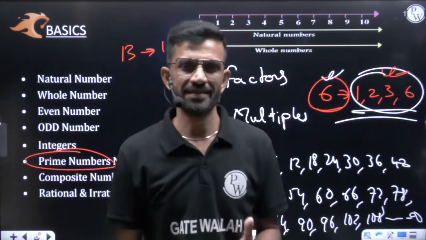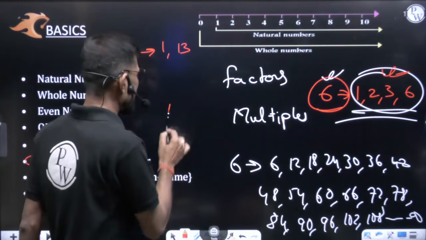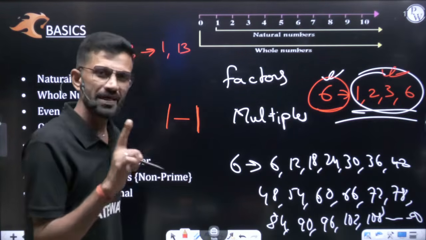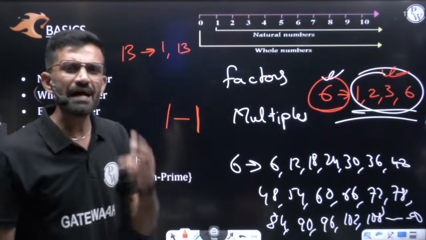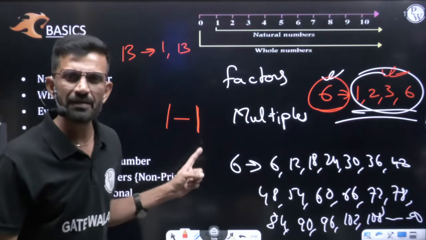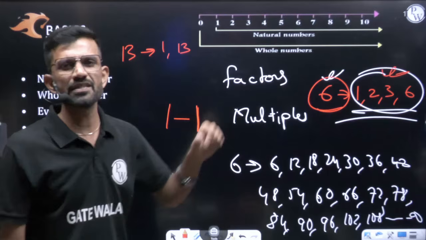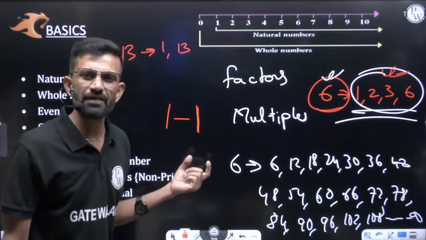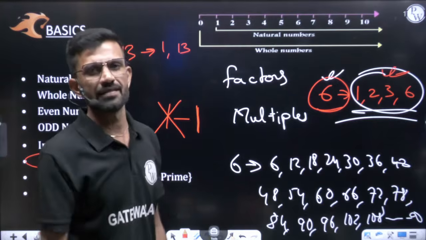Now coming back to 1. So what is 1? Is it prime or is it composite? My dear friend, 1 has only one factor. In order to become a prime number, it should have 2 factors. So it is not a prime number. In order to become a composite or non-prime number, it should have more than 2 factors. But it has only one factor. So 1 is neither prime nor composite.